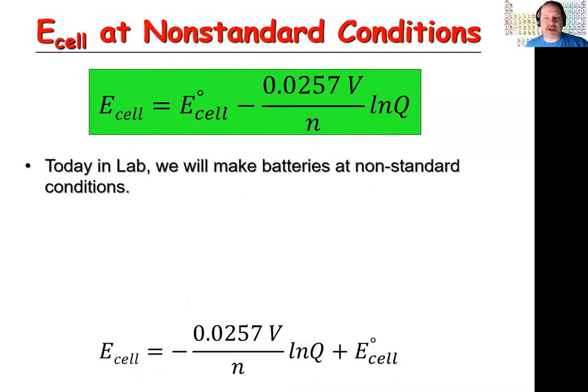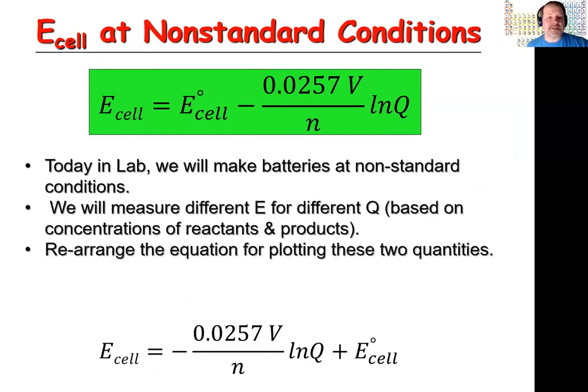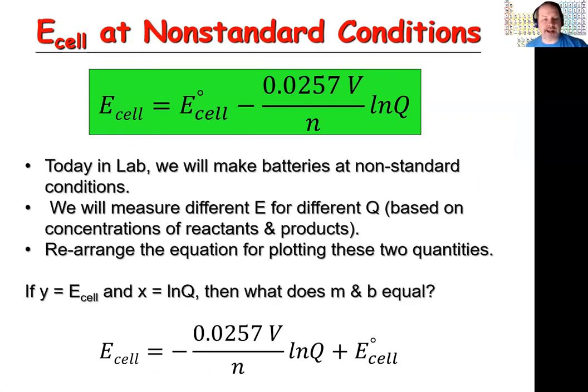So we're going to try to make batteries in lab with potato batteries, with different copper and zinc solutions and their various metals. It's important to understand what Q is, and that will be explained more in lab.